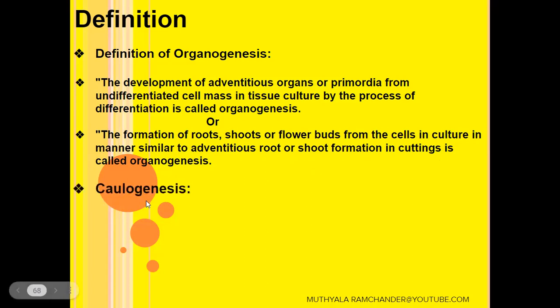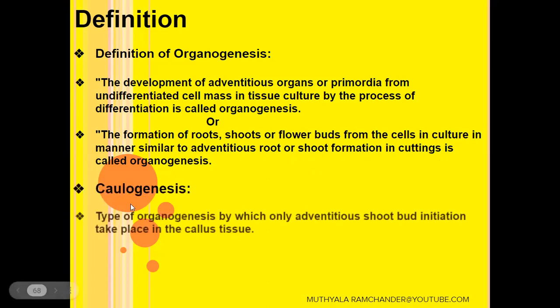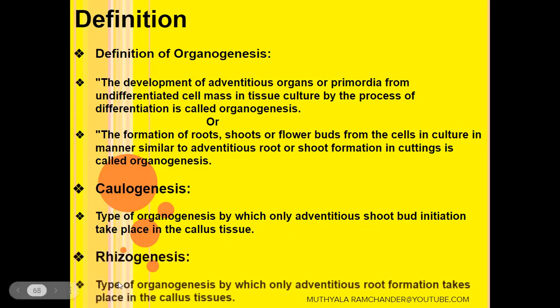First, organogenesis is caulogenesis. Caulogenesis is the type of organogenesis by which only adventitious shoot bud initiation takes place in the callus tissue. Rhizogenesis is a type of organogenesis by which only adventitious root formation takes place in the callus tissue. If we produce shoot, it is called caulogenesis. If we produce root, it is called rhizogenesis. It is also one type of organogenesis.